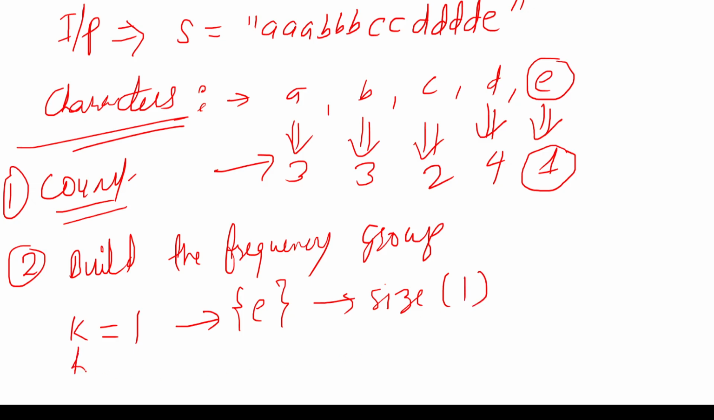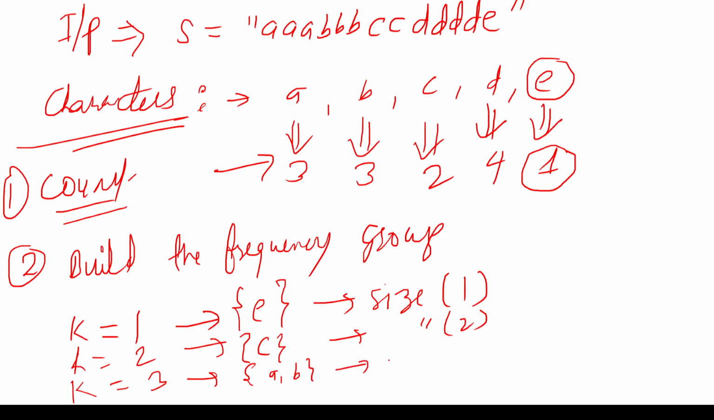Understand? Now similarly, k equal to 2. C is the element. There is only one group and its size is 2. Then k equal to 3. This time we have 2 elements in the group. So we'll say A and B, and the size here is 2. Sorry, the earlier one is 1, this is 2. And this is the biggest group.